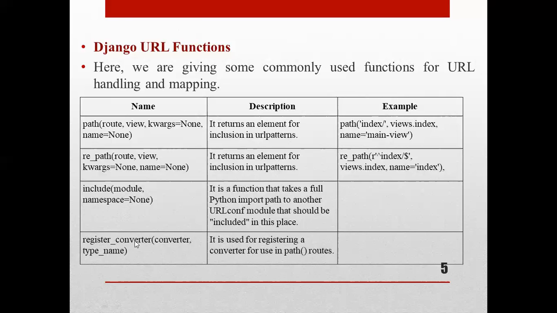Then the next function is register_converter. See here, register_converter. It contains the parameters converter and type_name. So it is used for registering a converter for use in path routes. So these are some functions that are commonly used for URL mapping and handling.